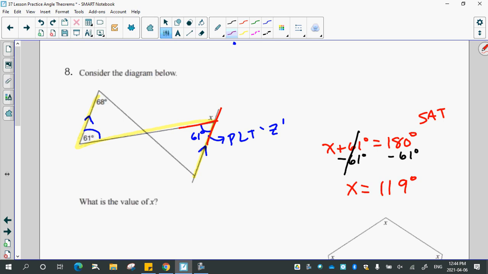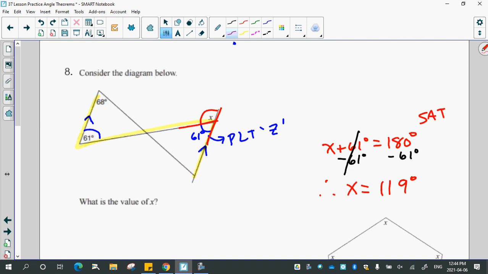119 degrees for x. So what is the value of x? So therefore x is 119 degrees.